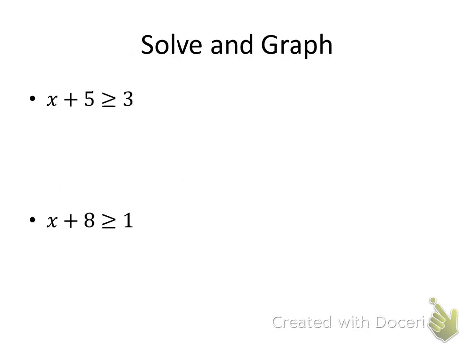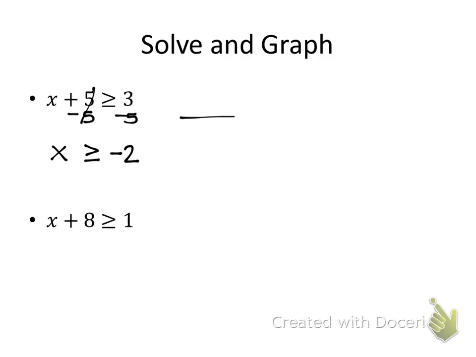Now, we solve an inequality the exact same way we would solve an equation. Nothing's different. A lot of people look at that and go, oh, I just don't know what to do. Think of it as an equal sign. It's the exact same thing. So what would I do if I wanted to get x by itself? I would just subtract 5 on both sides. And now I get x is greater than or equal to negative 2.